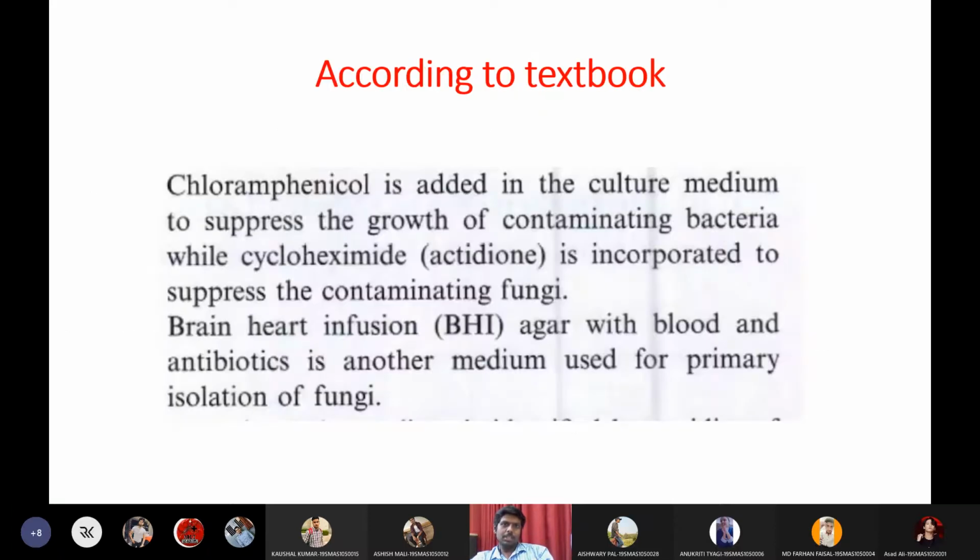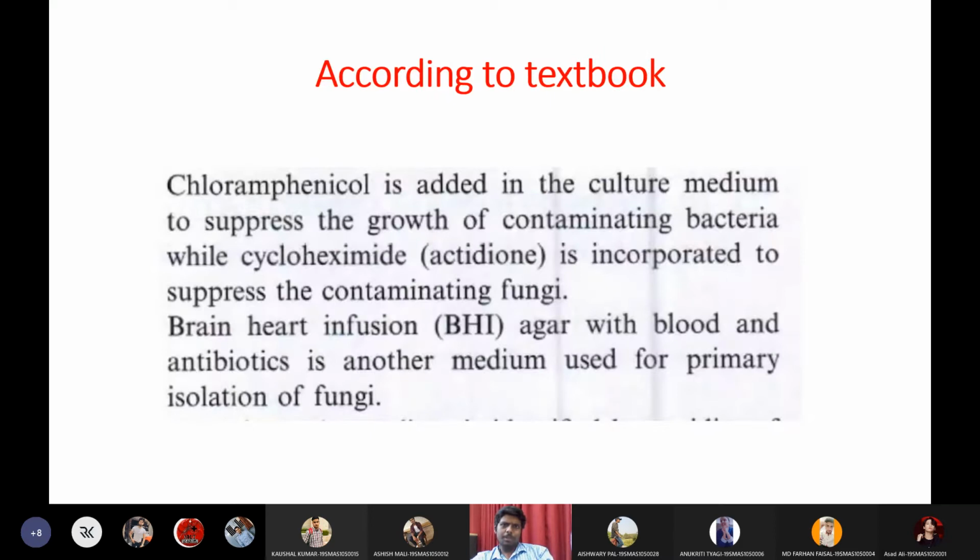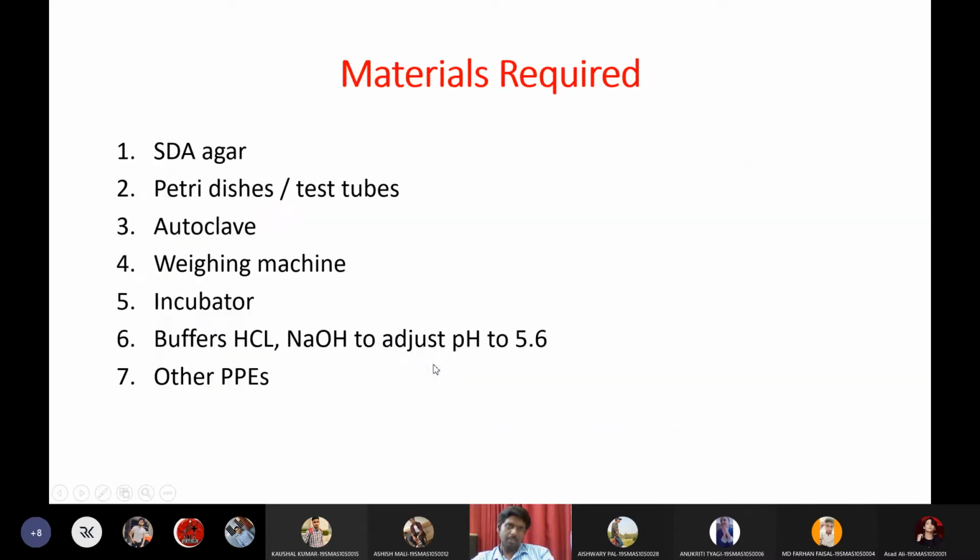So next, according to the textbook, there is a small principle from the textbook also. Chloramphenicol is added in the culture media to suppress growth of contaminating bacteria, whereas cycloheximide is used to suppress contaminating fungi. Brain heart infusion agar is used along with blood and antibiotics for the primary isolation of medically important fungi. Then materials required.